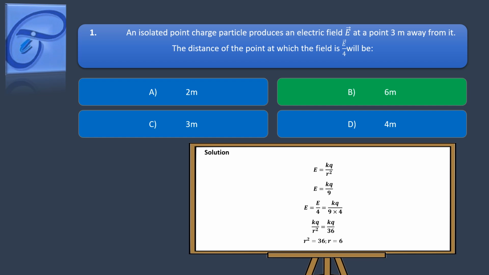So E by 4 is KQ divided by 9 into 4, that is KQ divided by 36. So KQ divided by R square is equal to KQ divided by 36. On comparison, R square is equal to 36, R is equal to 6. So B is the right option.